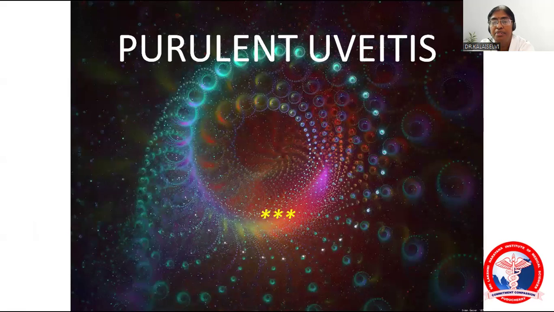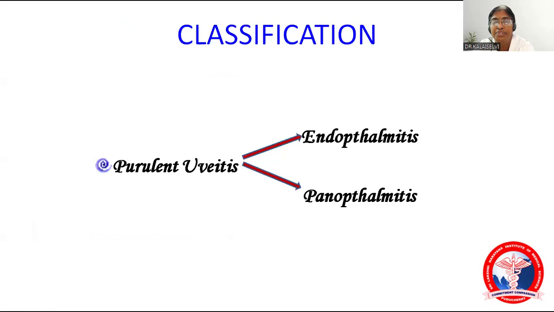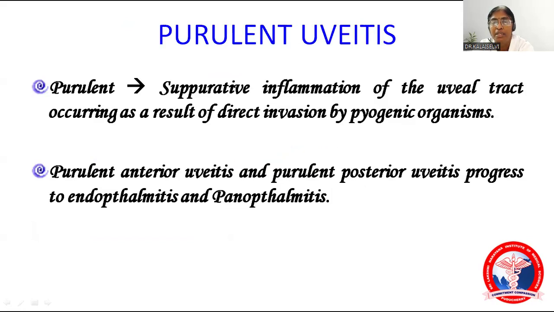Now coming to purulent uveitis, we have endophthalmitis or panophthalmitis. Endophthalmitis is inflammation contained within the eyeball, whereas in panophthalmitis, all the orbital tissues are also infected. Now coming to purulent uveitis, we have suppurative inflammation of the uvea as a result of direct invasion of the organism, and it progresses to endophthalmitis and panophthalmitis.